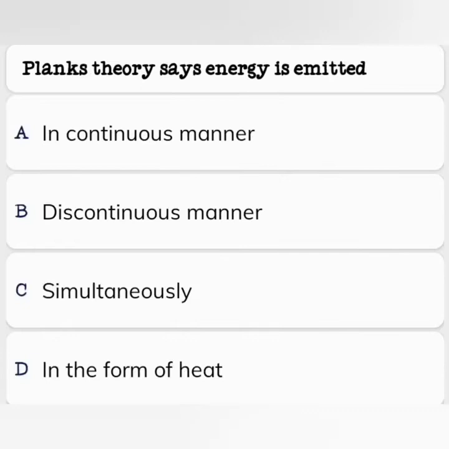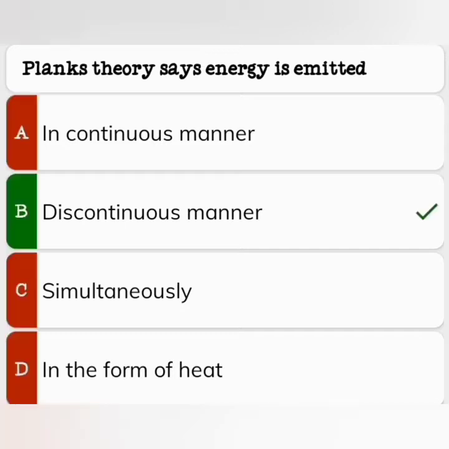Alpha rays. Planck's theory says energy is emitted A. in continuous manner, B. discontinuous manner, C. simultaneously, D. in the form of heat. Right options, अपने comment section में लिखें। Yeah, so the right option is B.